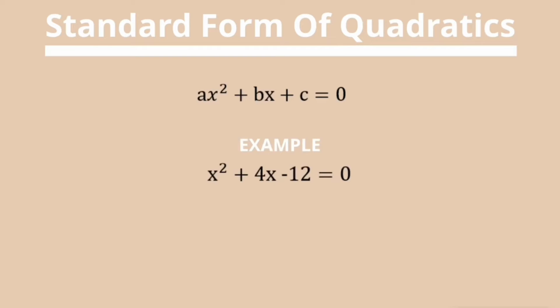A is the coefficient of x squared, so a is 1 in this example. B is the coefficient of x, so b is 4. And c is the constant or number by itself, so c is negative 12. Now let's use all three methods to solve this question.